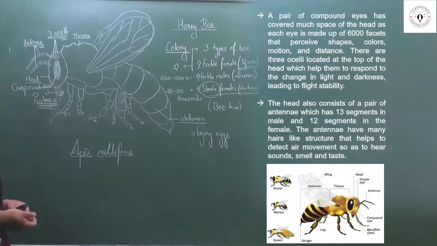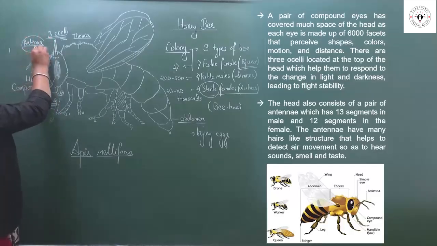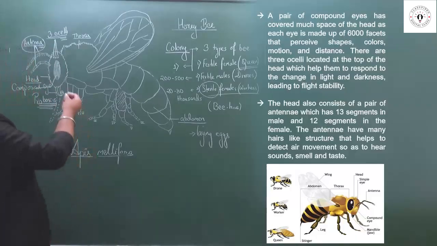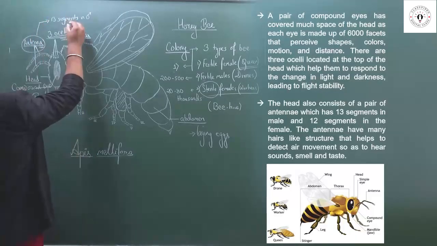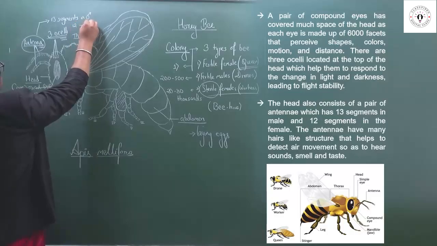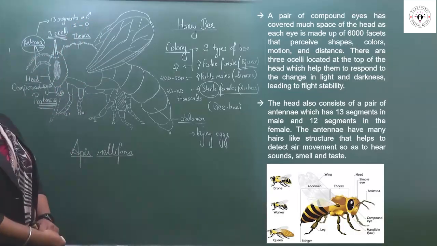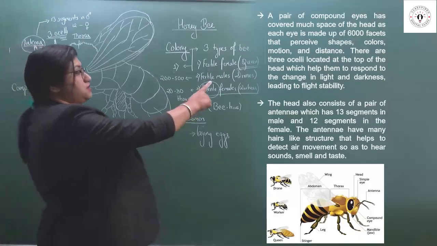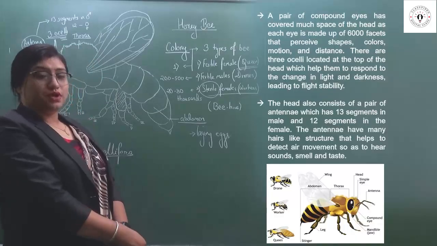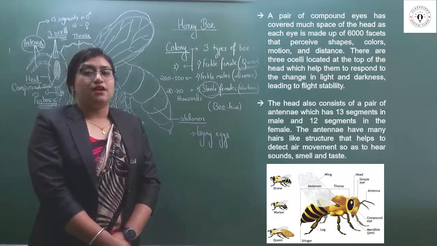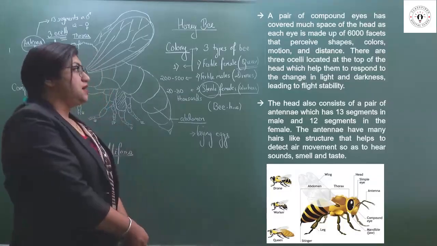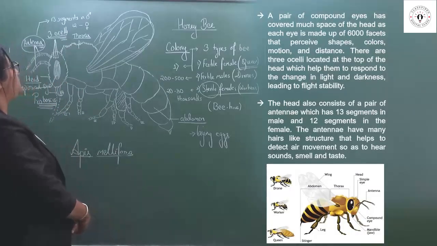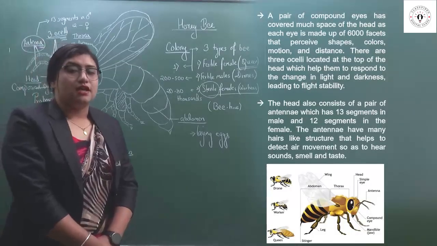Now, next, the head. Here, let's talk about the antenna. The antenna is also segmented, with altogether 13 segments in the male and 12 in the female. The antenna has several different segments, so in that condition we can know which one is the drone, which one is the worker bee, and also the queen. If the honeybee has 13 segments, then it is solely the male. Whereas if it has 12 segments in its antenna, it is the female.